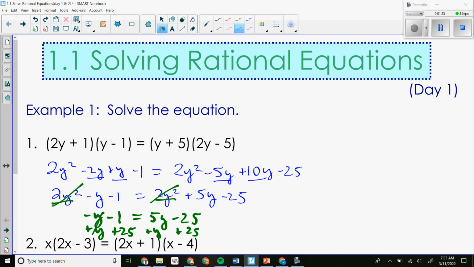And I think that's going to cancel the y's over here, leaving me with 24 equals, on the other side, 6y. And then the 25s would cancel. If I divide both sides by 6, then 4 equals y.